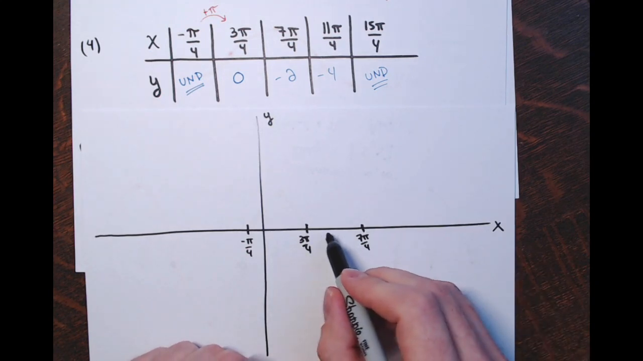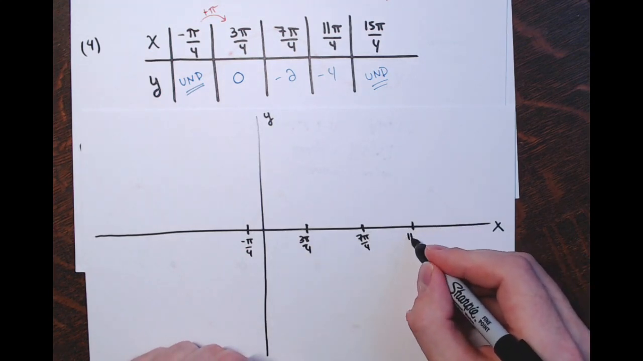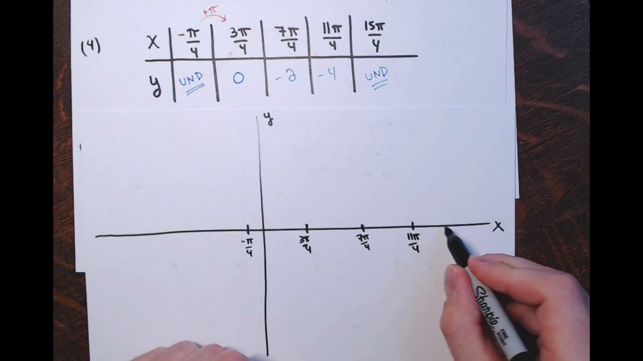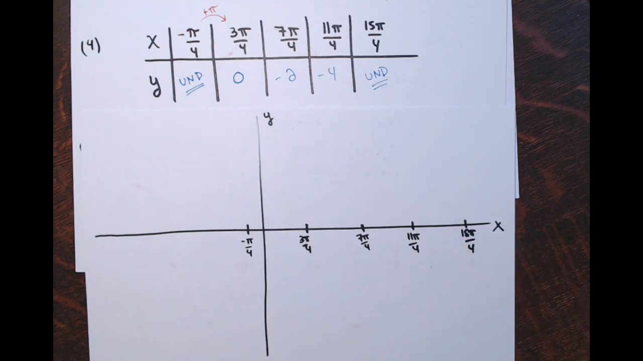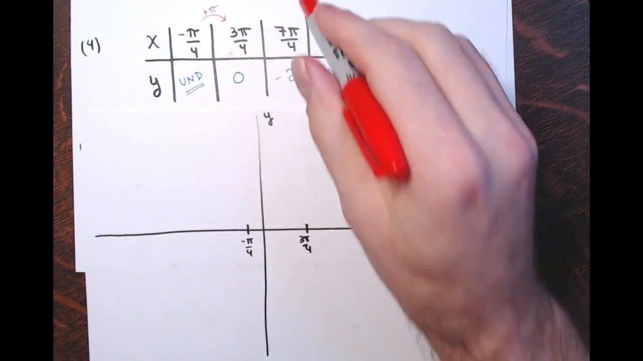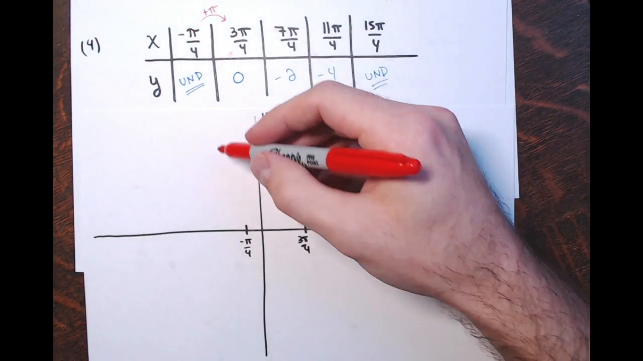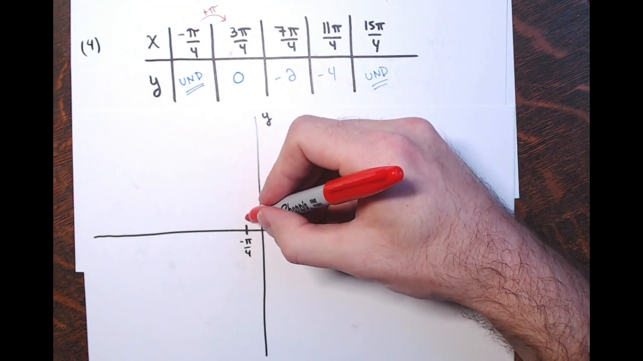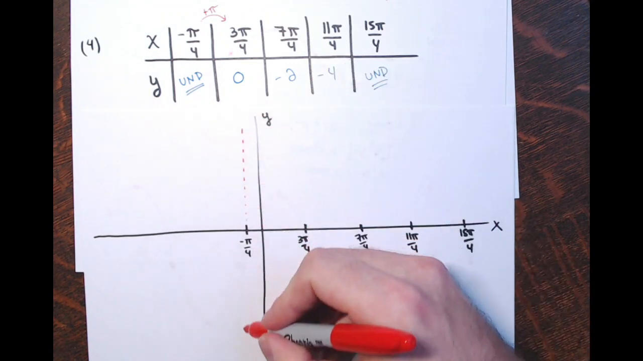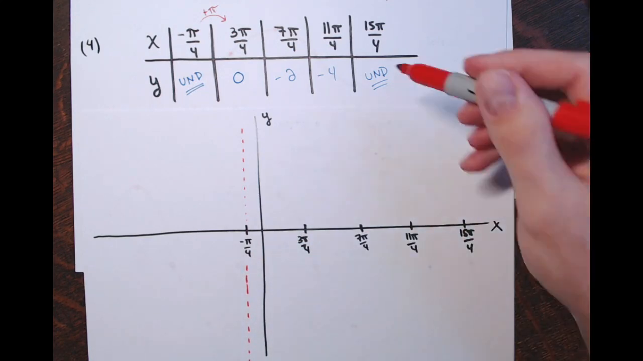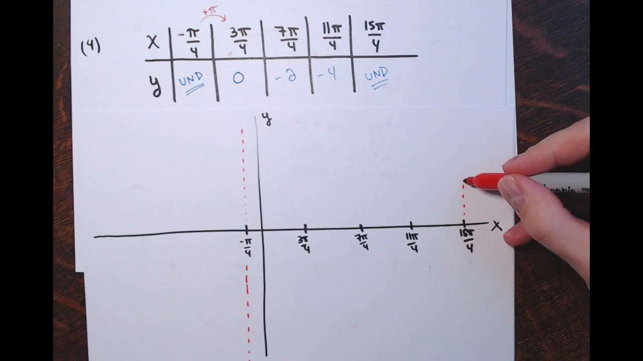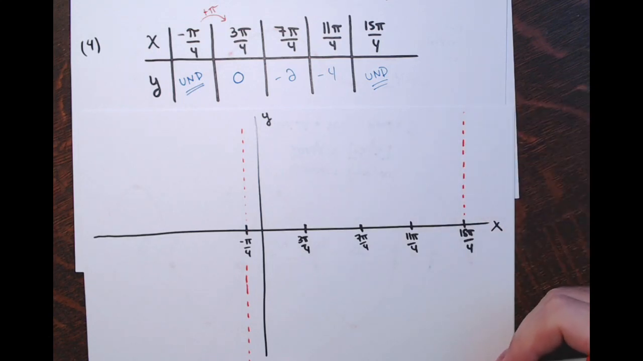And then just eyeballing this now, there's 11 pi over 4, and then the same distance again, 15 pi over 4. Again, it's a hand drawing, not the greatest, but I'm trying to make sure all these notches are a quarter period apart. I kept adding that quarter period. Now I said the value of this function is undefined at negative pi over 4, so vertical asymptote. It's also undefined at 15 pi over 4. Vertical asymptote.